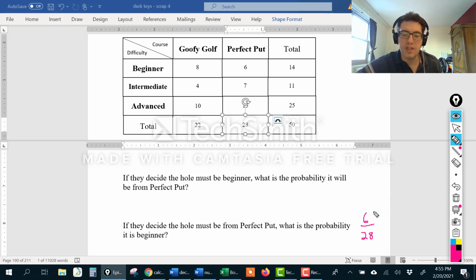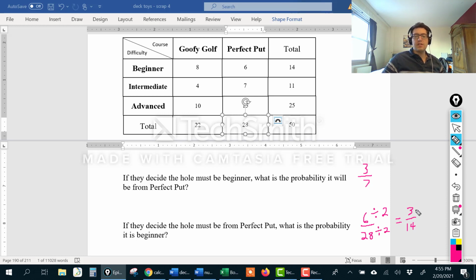And we can reduce that. Again, these are both divisible by 2. It's not always 2, but both of these happen to be even numbers. So 6 divided by 2 is 3, and 28 divided by 2 is 14, which is not the same answer we got earlier. Remember, the answer we got earlier was 3/7, not 3/14. Okay, so this time we got 3/14.